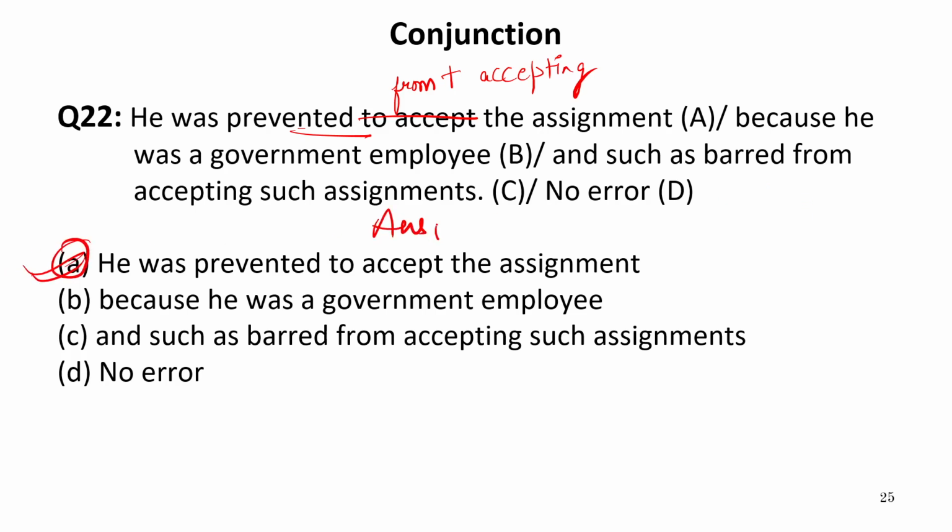Very, very simple. We should keep this in mind that after prevented, we always use the preposition from, and any preposition is always followed by a verb with ing, except to. Now let us move to the next one.